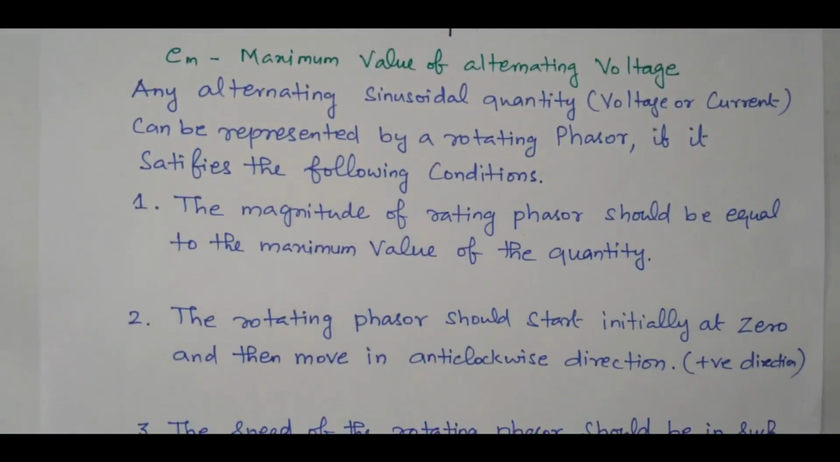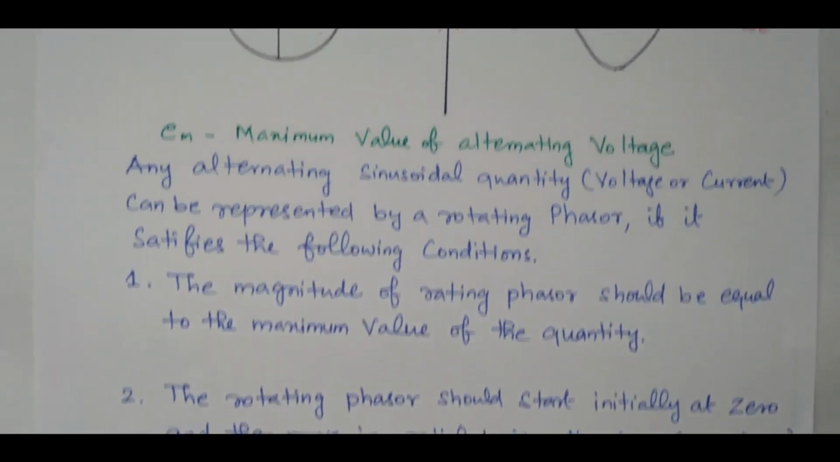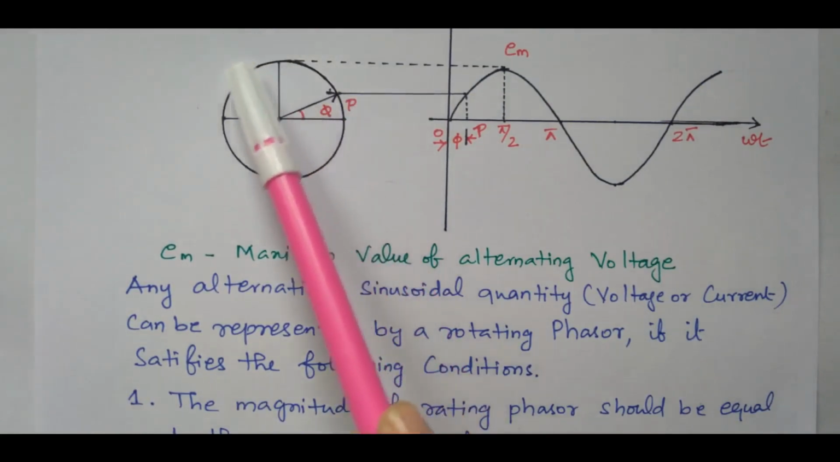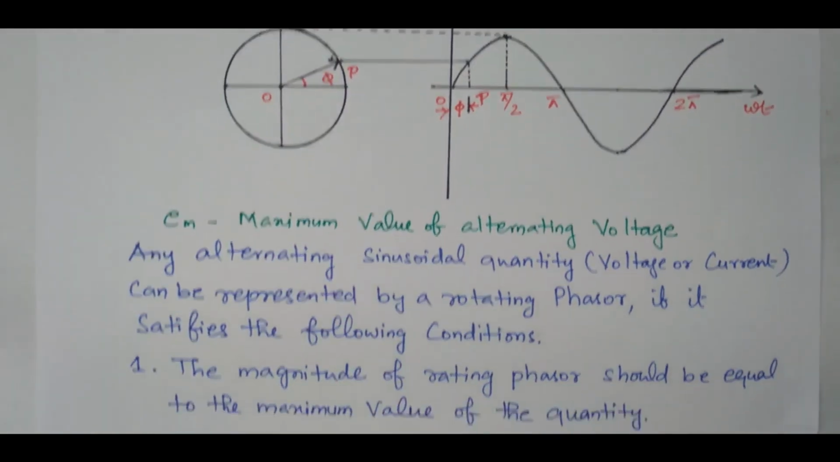The second point: the rotating phasor should start initially at 0 and then move in the anti-clockwise direction. So here also we are moving in the anti-clockwise direction. The second condition is also satisfied. So we are moving in the anti-clockwise direction like this. It starts at 0, and we are moving in the anti-clockwise direction.